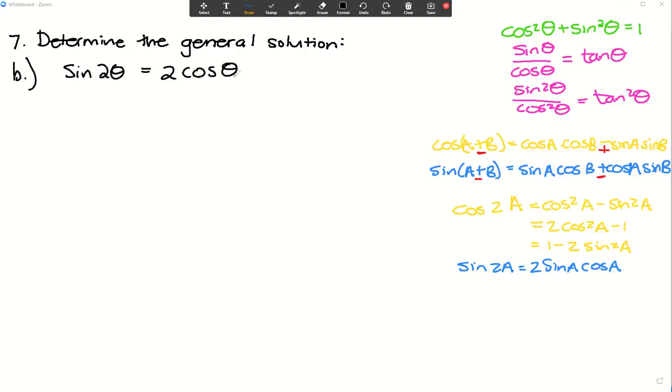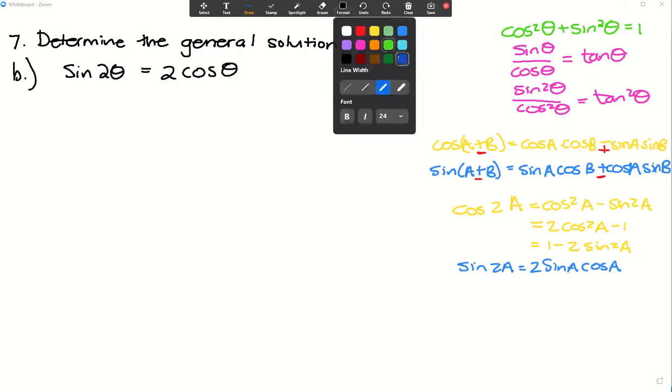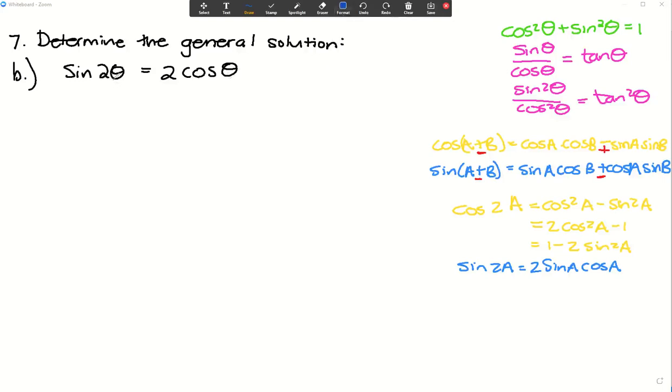Now this is a clear example where my thetas or my angles are not the same. So here I've got a double theta, there I've got a single theta. My angles are not the same, therefore I'm not allowed to divide by a cos. So I want to simplify this using our identities. We know this becomes 2 sine theta times cos theta is equal to 2 cos theta.